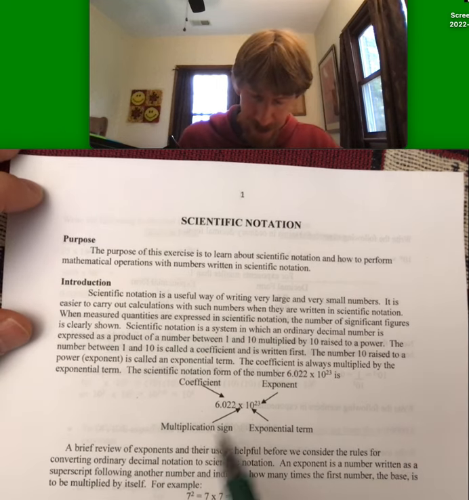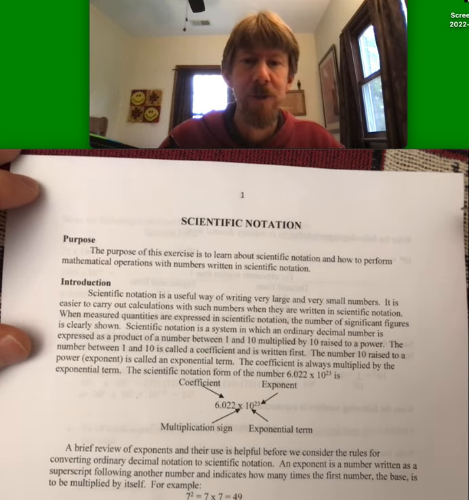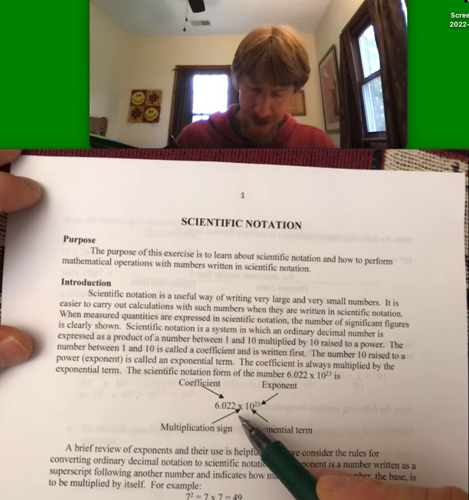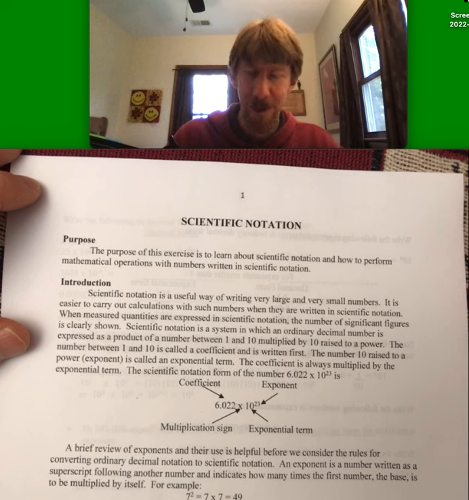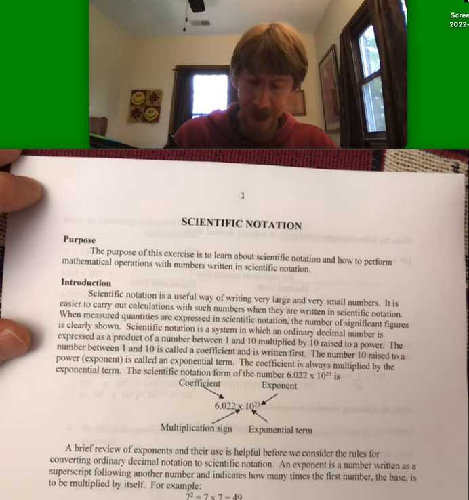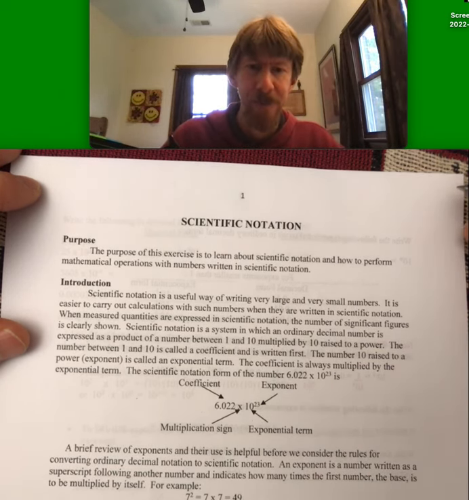We've got the coefficient, which is the 6.022. We've got the multiplication sign, the exponential term, which is the 10 to the, as I like to call it, and the 23rd, which is the exponent or the power.